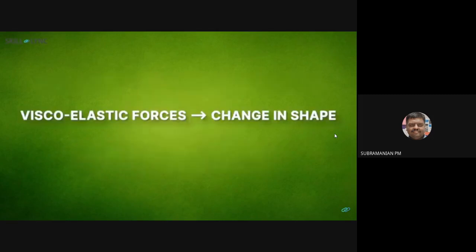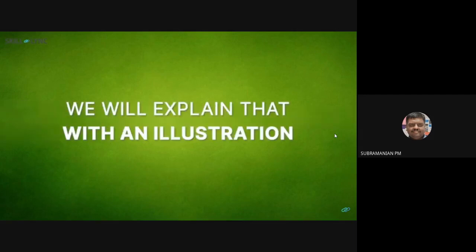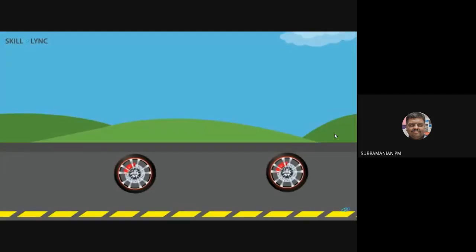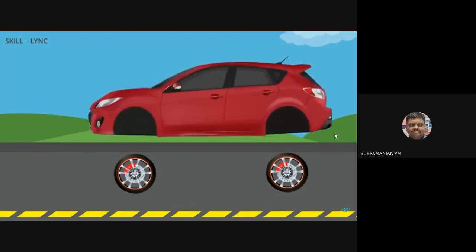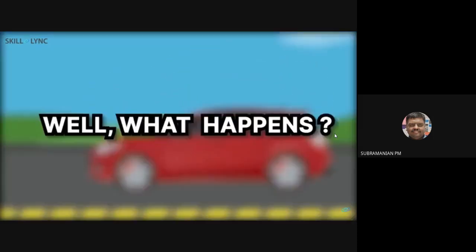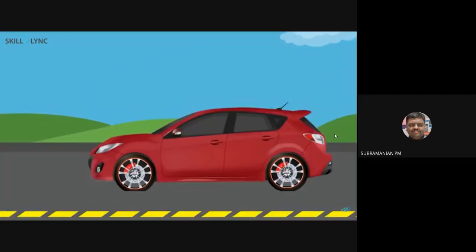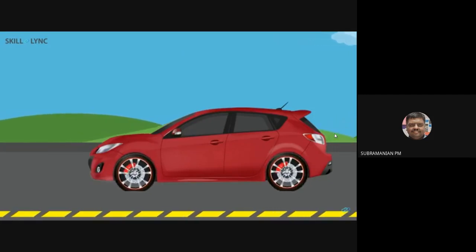The primary cause behind the rolling resistance of air-filled tires is the viscoelastic forces that occur due to change in shape. We'll explain that with an illustration. Let's assume you have a solitary wheel of a car placed on the road. The tire alone is not very heavy, so there are no deformations on it. Now, the weight of a car is placed on the tire. The tire looks a little flat at the point at which it meets the surface. Now that the car moves forwards, the tire rotates.